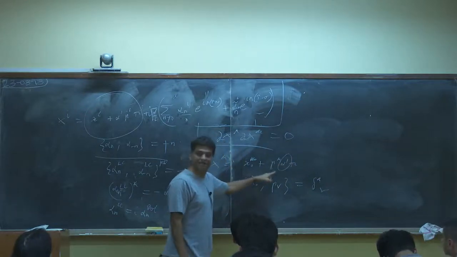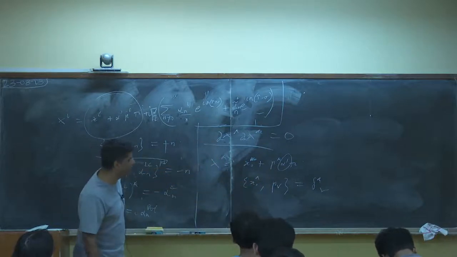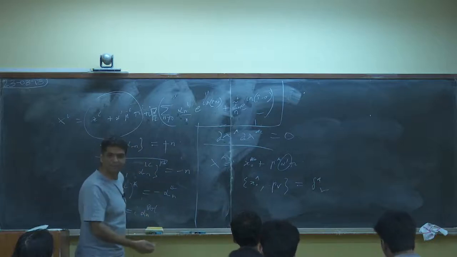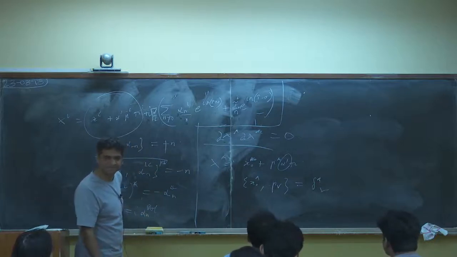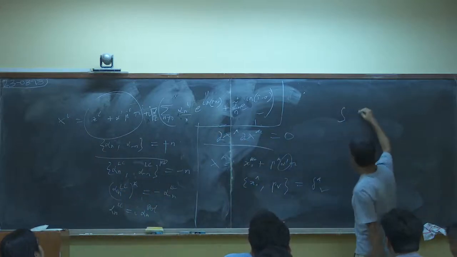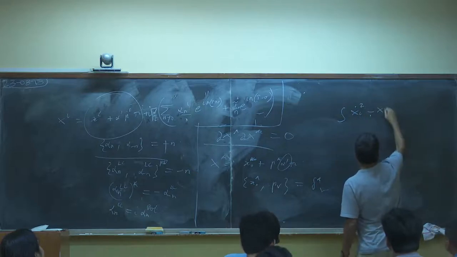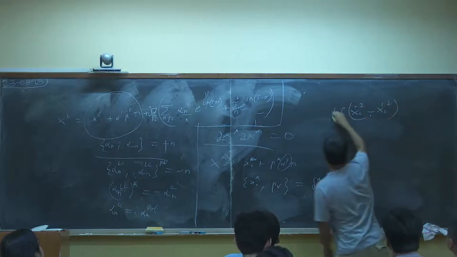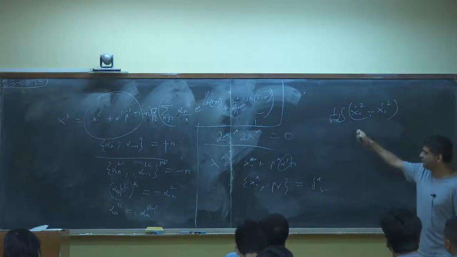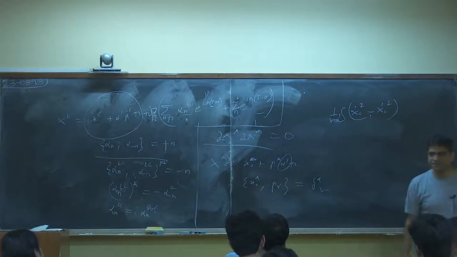Can somebody show me if we use the standard action that this will follow? I'll write it on the board, but can somebody guide me? What should I write? I'm going to start. Let's do it for xi. So the action for xi was 1 by 4 pi alpha prime times xi dot squared minus xi prime squared. Now can you show me that with this action and this expansion, p and x are canonically conjugate to each other?